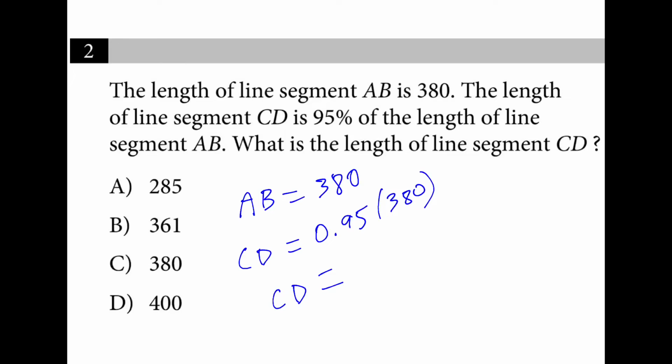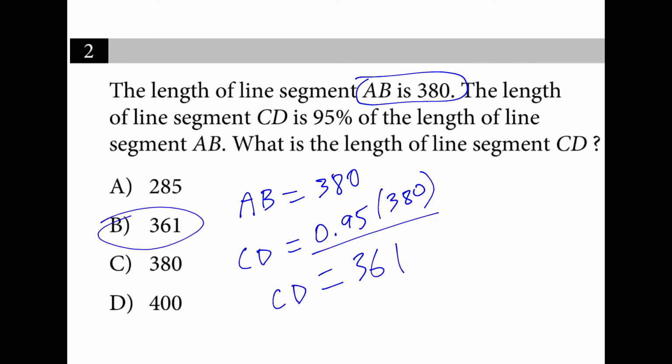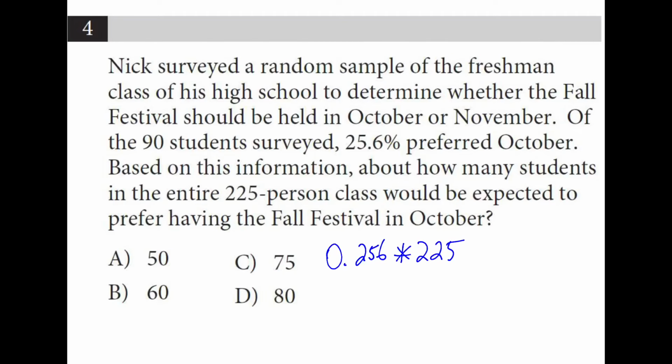To take 95% of 380, you multiply by 0.95, and you get 361. While you could set this one up as a proportion, so many out of 90 is equal to so many out of 225, once they give you the percentage, you can just multiply that directly by 225. So 225 times 0.256. B is the closest answer.